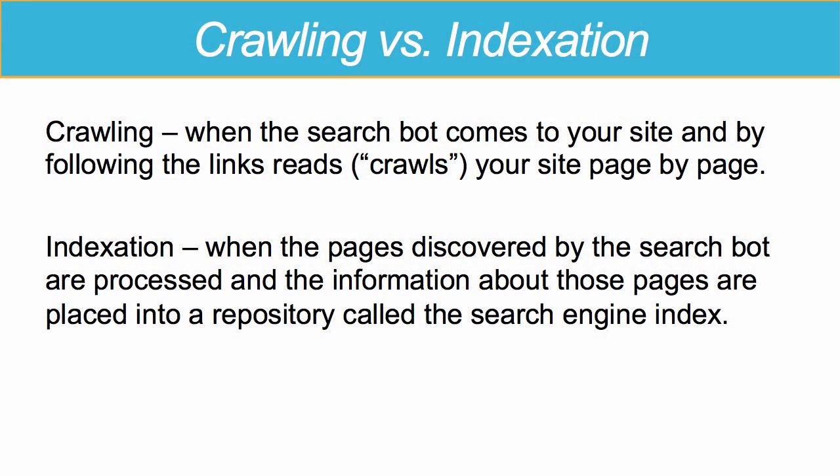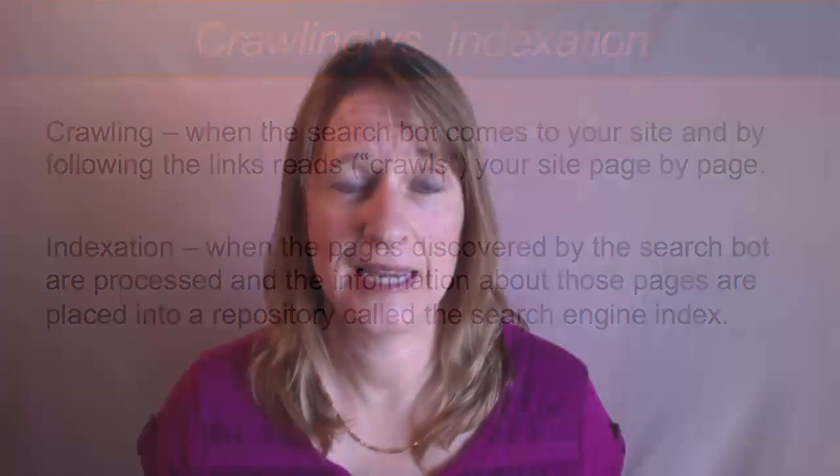Crawling is when the web crawlers or the search bot come to your site and discover all the pages on your site by crawling through, following links from one page to another. Indexation is a subsequent phase to the crawling where the information that was found is processed and then placed in a repository we call the search engine index. And it's that index that is used to serve up the search engine result pages. So the thing about crawling and indexation is they're 2 separate things.